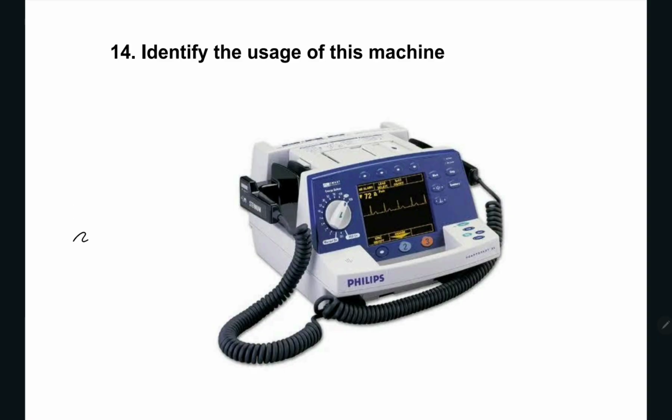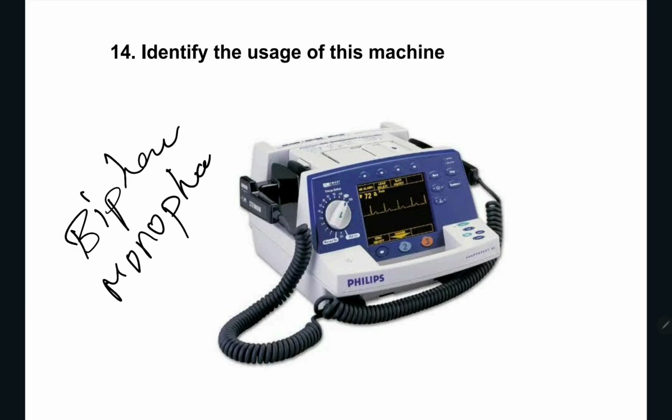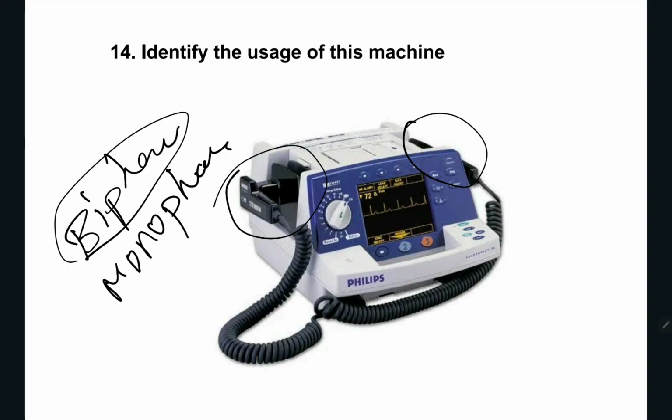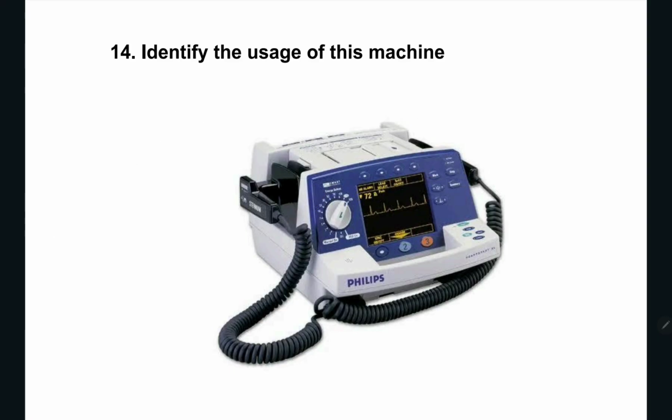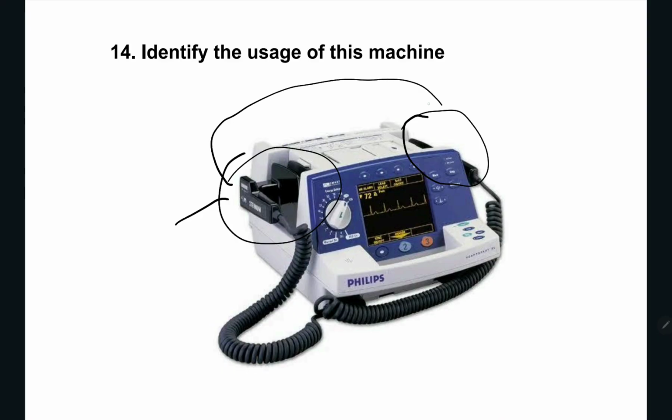And also this machine has biphasic and monophasic. Biphasic is nothing but by the two handles. Here we have the two handles. By the two handles we can administer the shock waves, that is biphasic. Monophasic is nothing but with one handle only we are administering the shock waves, and the other handle is used to receive the shock waves which are coming from the first to the second.